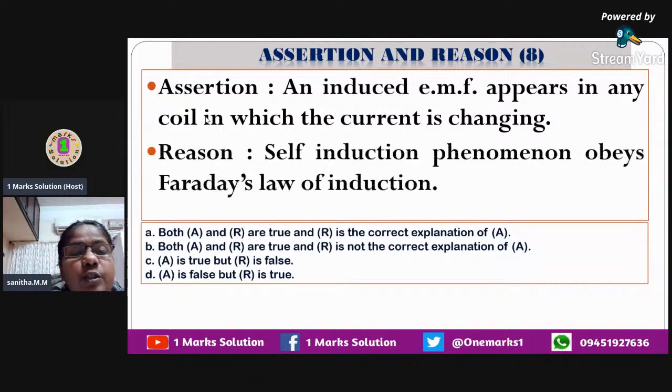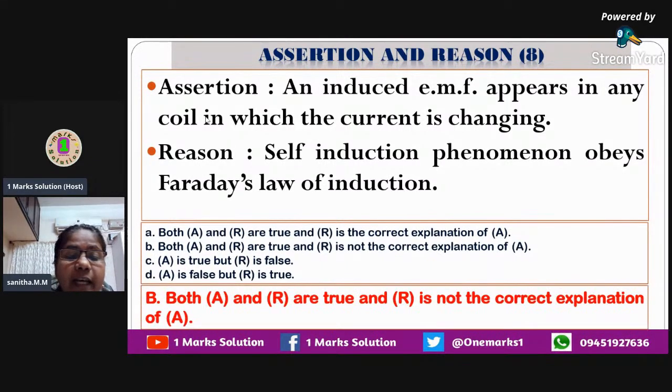Now we can go for the reason. Self-induction phenomena obeys Faraday's law of induction. Self-induction is also a process of electromagnetic induction. Two processes you have to study under the heading electromagnetic induction: self-induction and mutual induction. Self-induction, the word itself tells you, is inducing by itself. Whenever the current is changing or the magnetic field is changing, EMF is induced by itself. That is why we call it the process of self-induction.